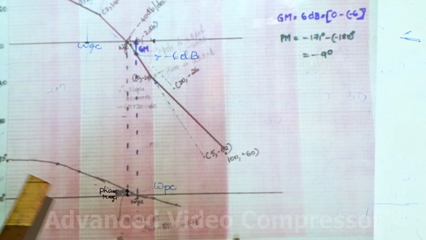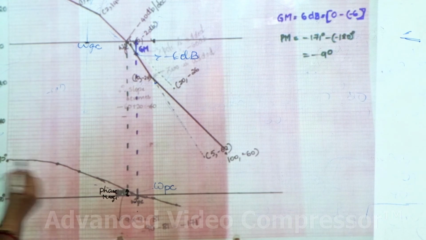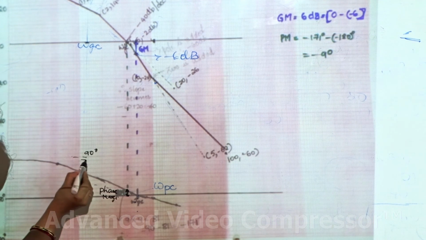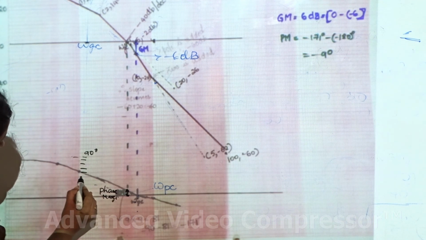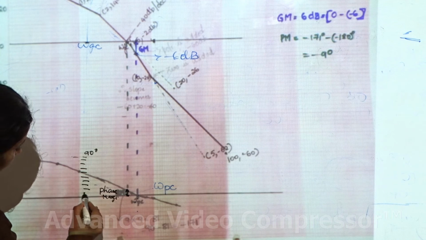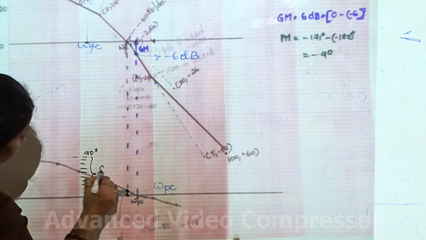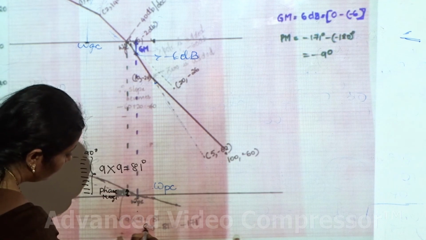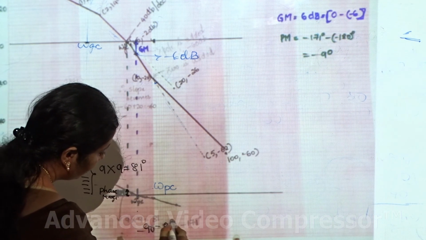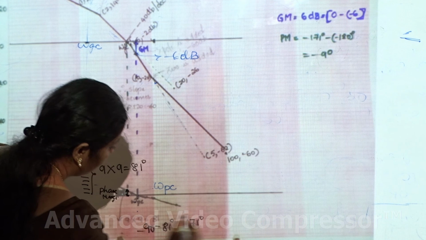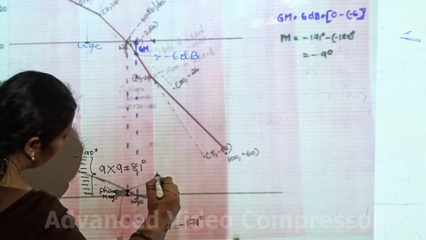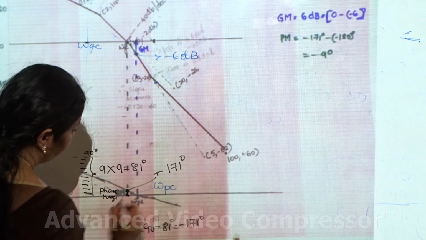Now how to find out? I have written it in the bottom here. Okay, this is the minus 90 degree line. From here I have come down by 9 lines or 9 units. Each unit is 9. So 9 into 9 it is 81 degree. So minus 90 minus 81 degree is minus 171 degree. So for this point, this angle is minus 171 degree.